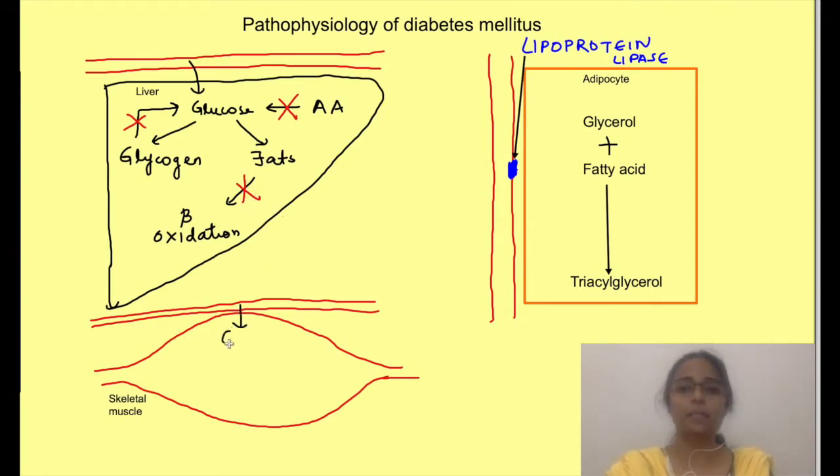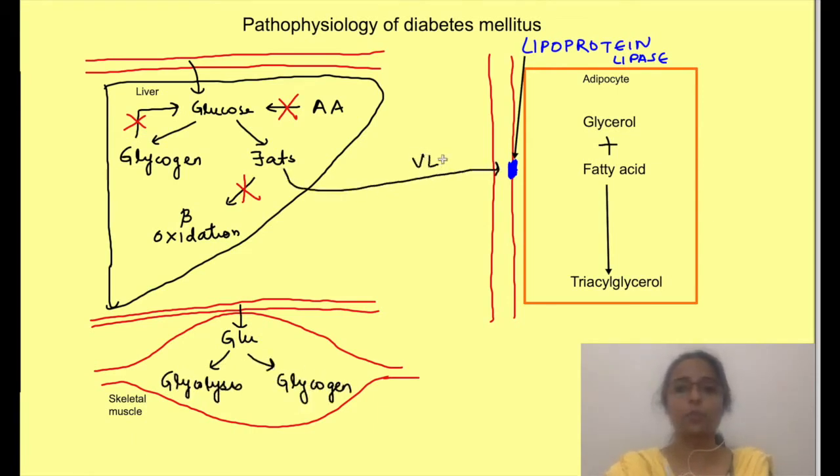In skeletal muscle, it promotes utilization of glucose and its conversion to glycogen. And in adipose tissue, it promotes storage of fats and inhibits lipolysis. In effect, utilization of glucose as energy is promoted and that of fats and amino acids is inhibited. Now, when there is deficiency of insulin, these actions of insulin are affected.